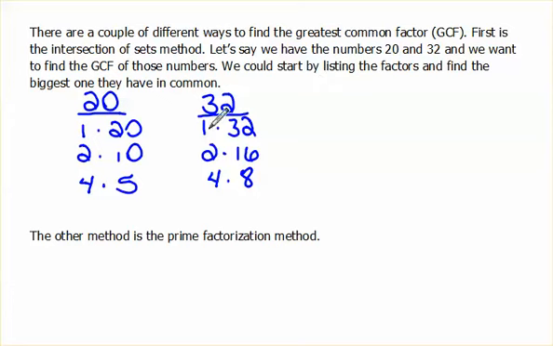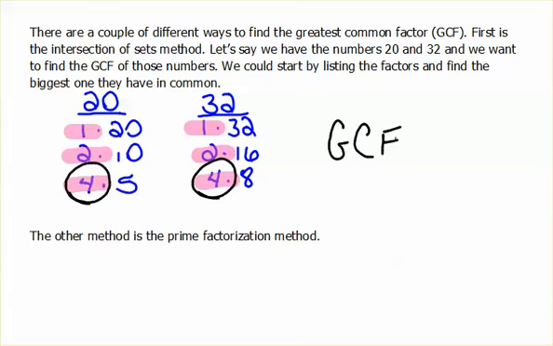So now looking at all of these numbers, let's look to see what they have in common. They have a 1 in common. They have a 2 in common. And they have a 4 in common. We're looking for the greatest or the largest of what they have in common. So that would actually be 4. So the GCF equals 4. That's called the intersection of sets method, because you're looking at the set of all of the factors and then picking the largest one of those.